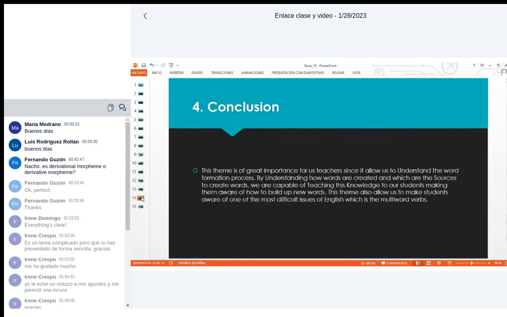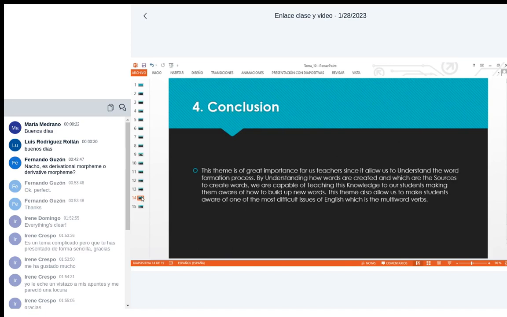Now, all of this would end my presentation of theme number 10, in which what we have seen is, first, the evolution of the making of dictionaries, and how we include words into dictionaries, and also the different processes of making new words and the creation of new words.